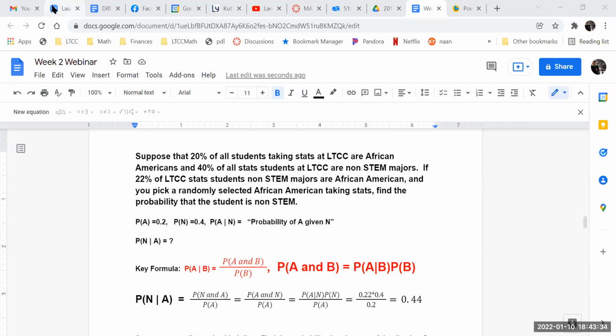We're not told the probability of being both non-STEM and African Americans. We're saying amongst the non-STEM, 22% of them are African Americans. Any questions on reading that sentence or that phrase and writing it as a given problem? And that, by the way, is equal to 0.22. Any questions on that? Have I lost anyone? Because that's the hardest part so far.